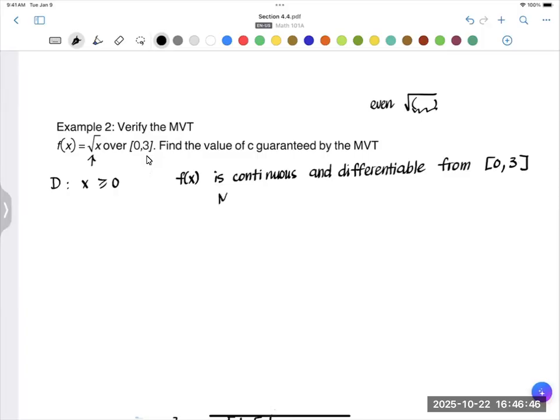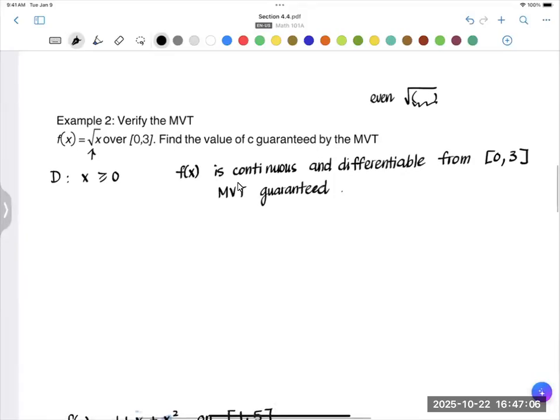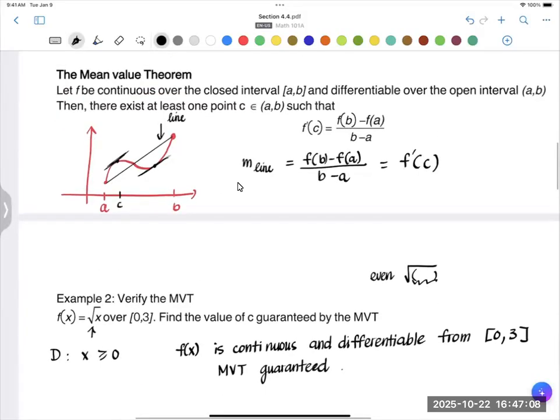And so the mean value theorem applies and will guarantee there will be a C in this interval such that the instantaneous rate of change is the same as the average rate of change. So this is saying that the instantaneous rate of change is equal to the average rate of change.